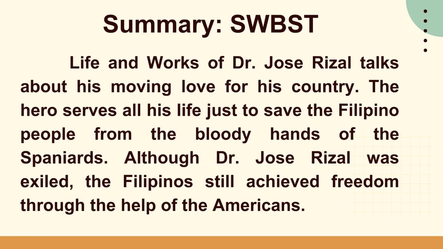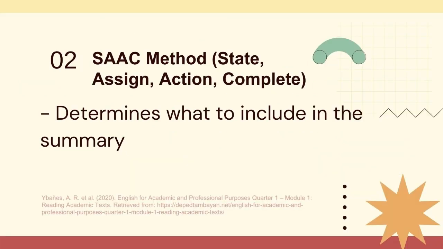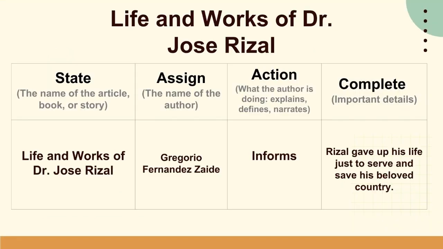Now, the second technique that we have when we are summarizing a particular academic text is the SAAC method, which pertains to state, assign, action, complete, wherein it determines what to include in the summary. The information that you have to locate is, first, the state, the name of the article, book, or story. Second, assign, the name of the author. Third, action, what the author is doing: explains, defines, narrates, or what was the action being taken by the author.